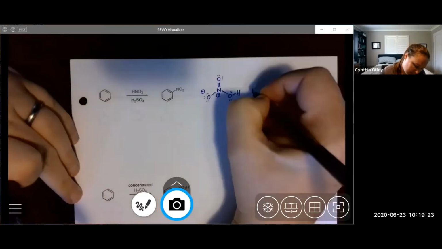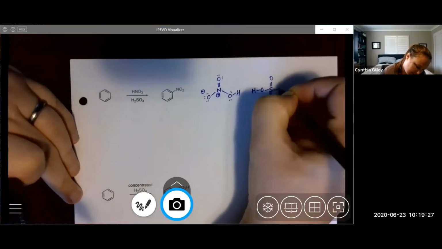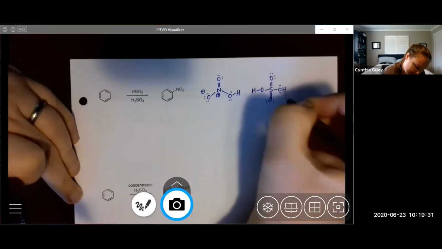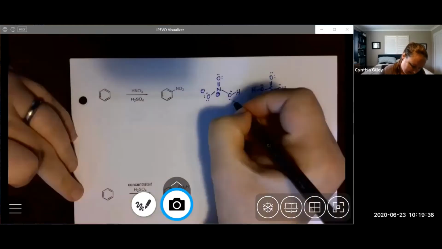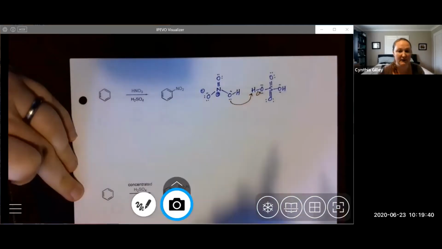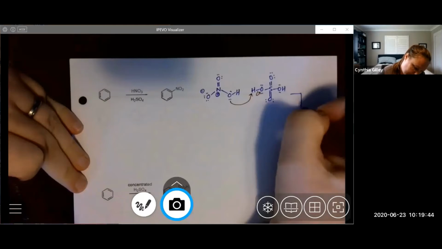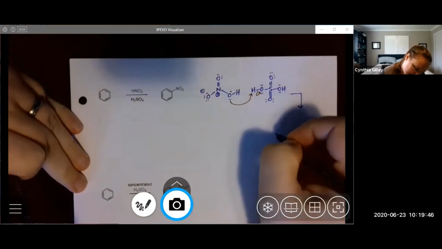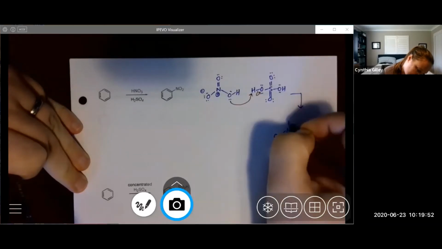And so if I draw out sulfuric acid, as I mentioned, it is a stronger acid than nitric acid. We can donate a proton to nitric acid, and this oxygen actually is the one that takes the proton. So now we draw out the product of that proton transfer.